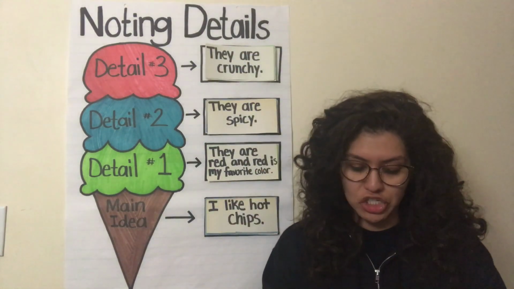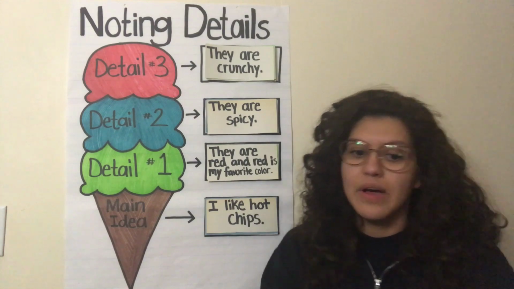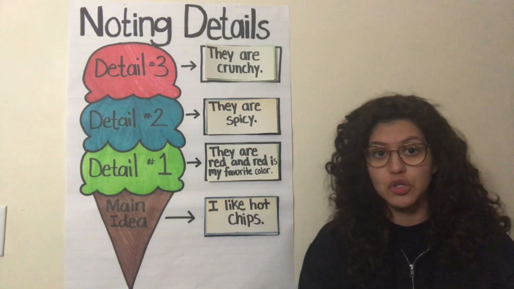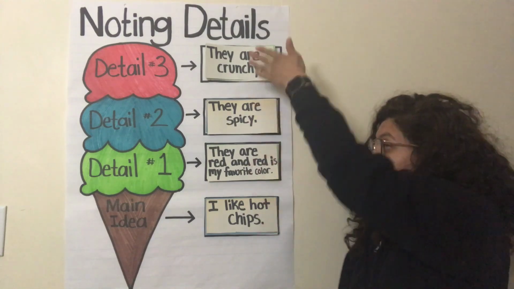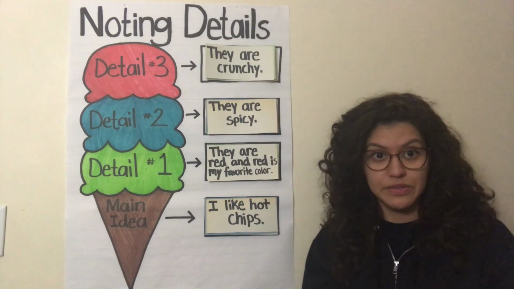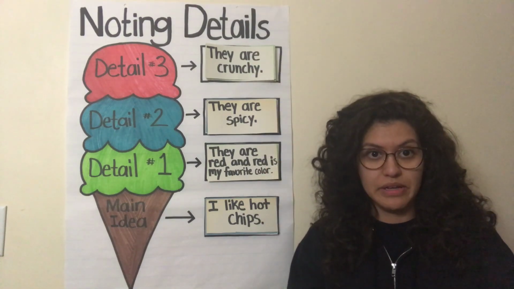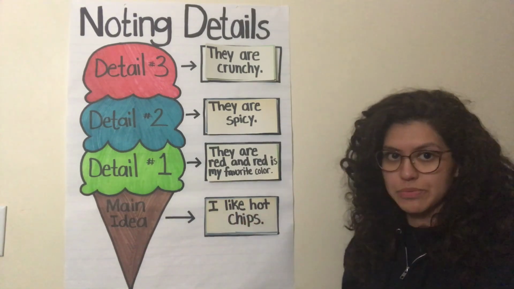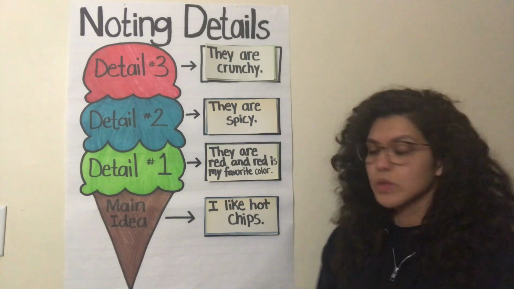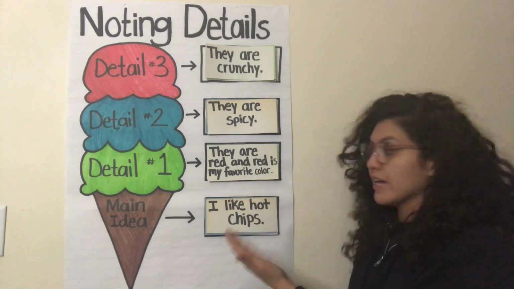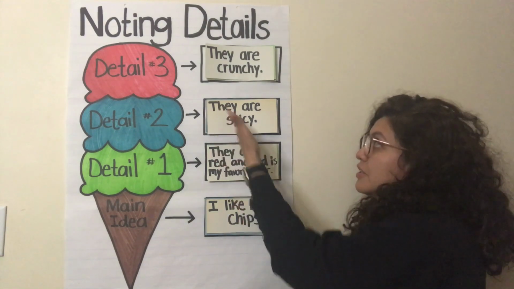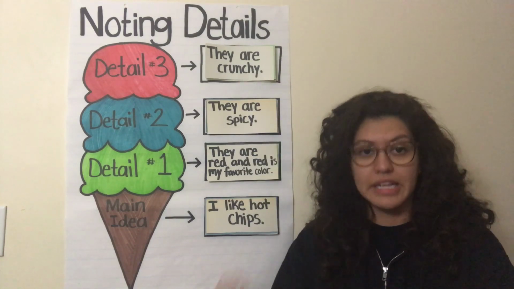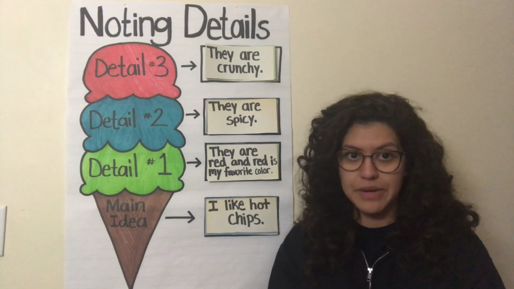And they are crunchy. So if you did not know anything about hot chips before, you did not know what they taste like, anything at all, you would know at least these three things about them. Why? Because they're details. They describe the main idea. Our main idea was, I like hot chips. How did we talk about that? We described what they were like. We said that they're red, they're spicy, and they're crunchy. So we're going to do that again, but for a different topic, okay?